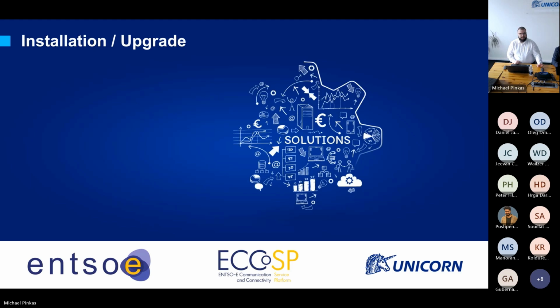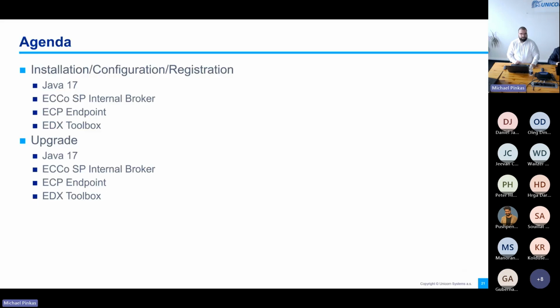So yeah, we can maybe continue with the second and practical part, which will be the demonstration of installation and upgrade covered by Michael. So we will start, of course, by some agenda. In the first part, we will install, configure, and register the ECCo client, including the endpoint and toolbox. And then we will move to upgrading from ECP 4.12 and EDX 1.13 to the latest ECP 4.15 and EDX 1.15.